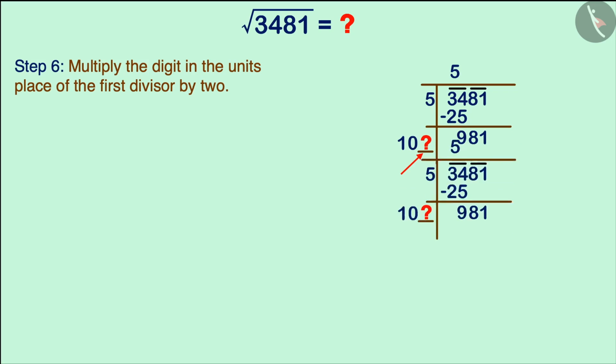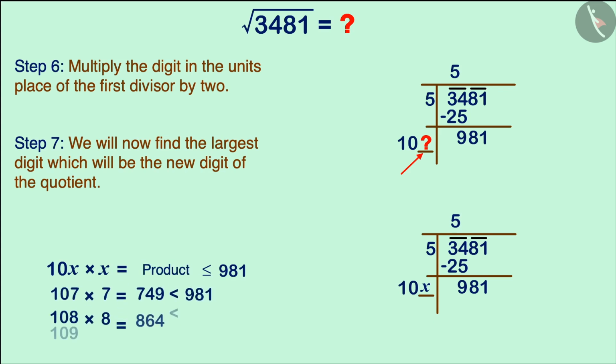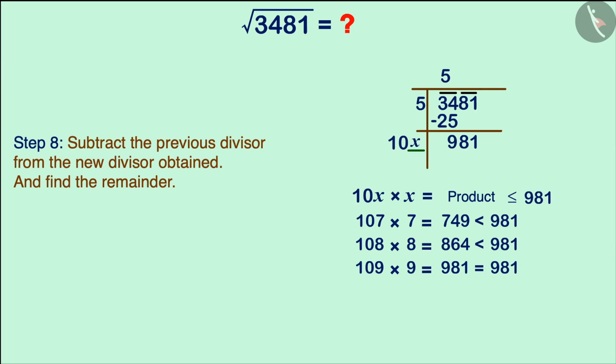To fill this blank, we will find the largest digit that will be the new digit of the quotient, such that multiplying the new divisor by this new digit gives a product less than or equal to the dividend. Now find this number by placing different numbers. We got 109 times 9, which is equal to 981, the new dividend. Now write the number 9 in the blank space of the divisor because 109 times 9 equals 981. Therefore, the new digit of the quotient will be 9.